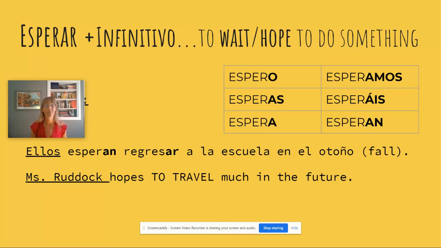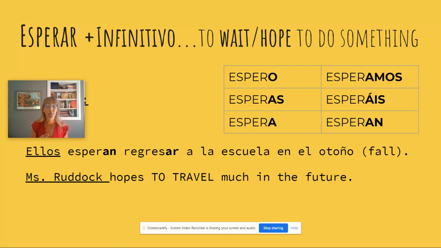So let's start first with something that we recognize and know. The verb esperar, as you know, means to wait for or to hope for. But when we use it with an infinitive, it means to wait or to hope to do something. So notice, whenever we have an infinitive construction, there will be at least dos verbos. There will be at least two verbs.